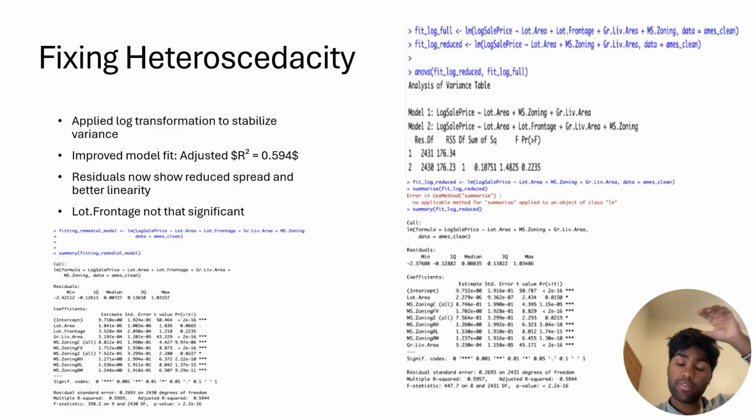To correct for the non-constant variance, I applied the log transformation to sales price, which improved residual patterns and slightly increased the R squared to 0.594. So the log model reduced the spread and improved the linearity. At this stage, I also thought lot frontage was not that significant, as the p-value was around 0.2. And when we removed lot frontage, it only reduced the R squared by 0.02 and did not change the adjusted R squared. So to make the model more parsimonious, I decided to remove lot frontage.